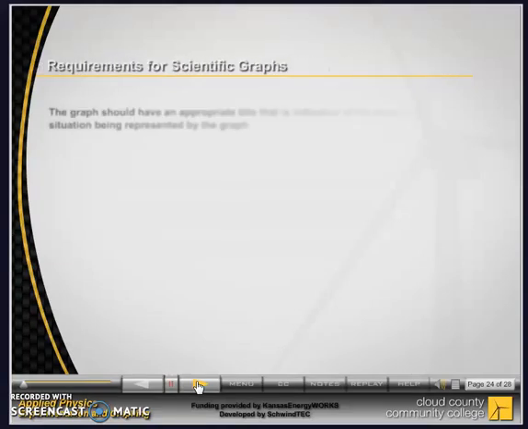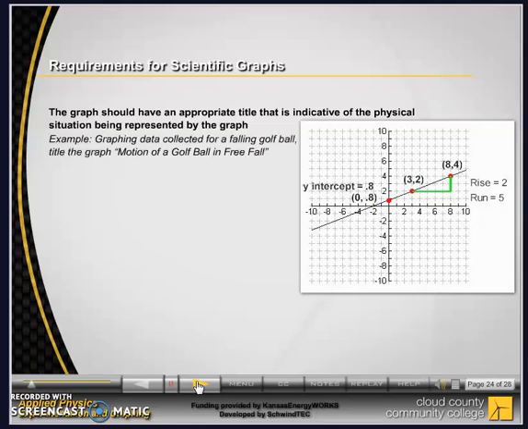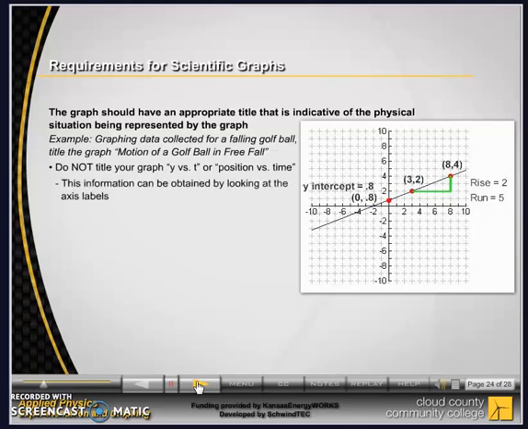The graph should have an appropriate title that is indicative of the physical situation being represented by the graph. For example, if you were graphing data collected for a falling golf ball, you might title the graph Motion of a golf ball in free fall. Do not title your graph Y versus T or position versus time. This information can be obtained by looking at the axis labels.